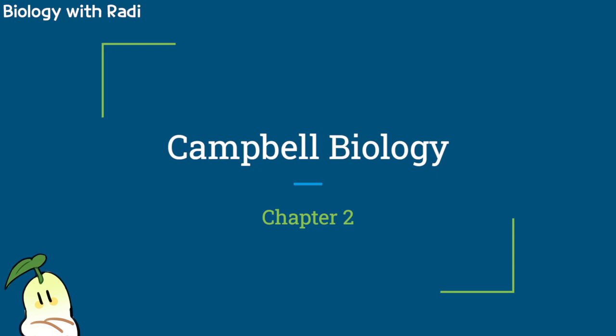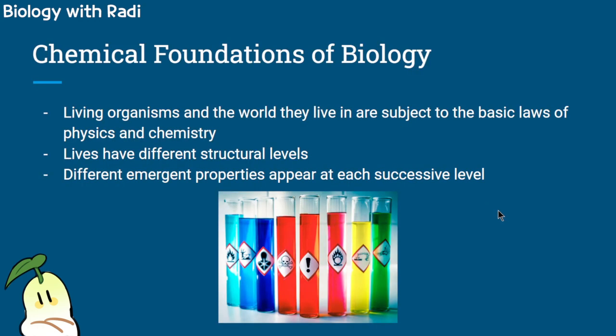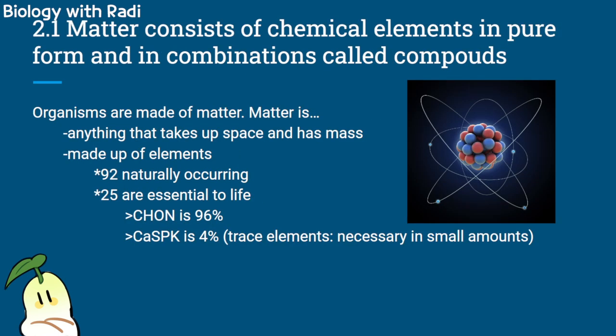In this video, I'll be covering chapter 2 of Campbell Biology. So first are some concepts that were talked about in the last chapter. This is chemical foundations of biology. Living organisms and the world they live in are subject to the basic laws of physics and chemistry, and life has different structural levels, and different emergent properties appear at each successive level.